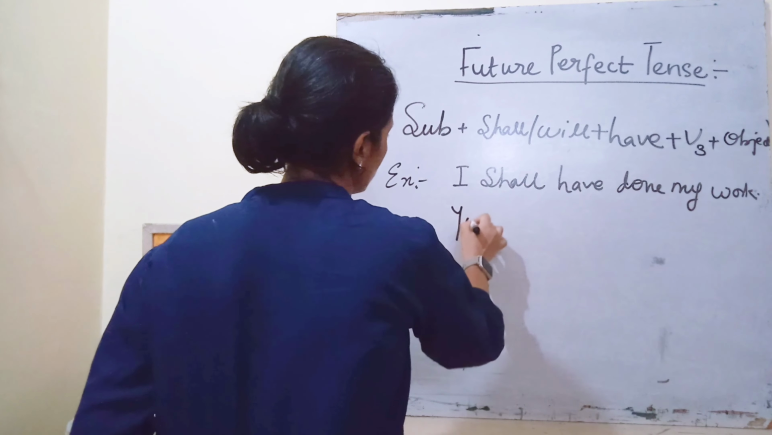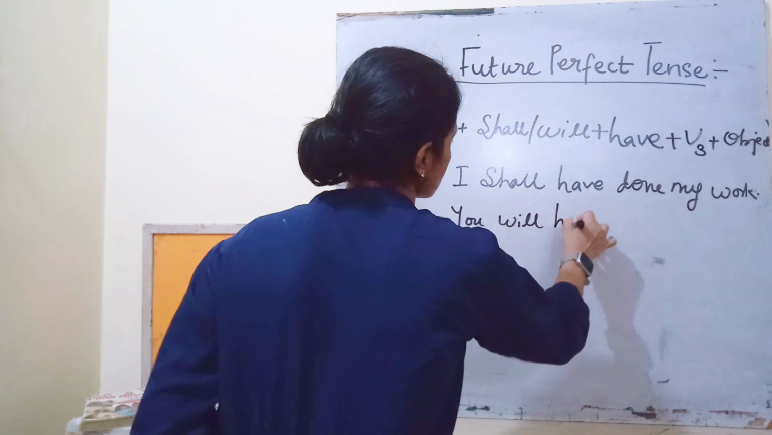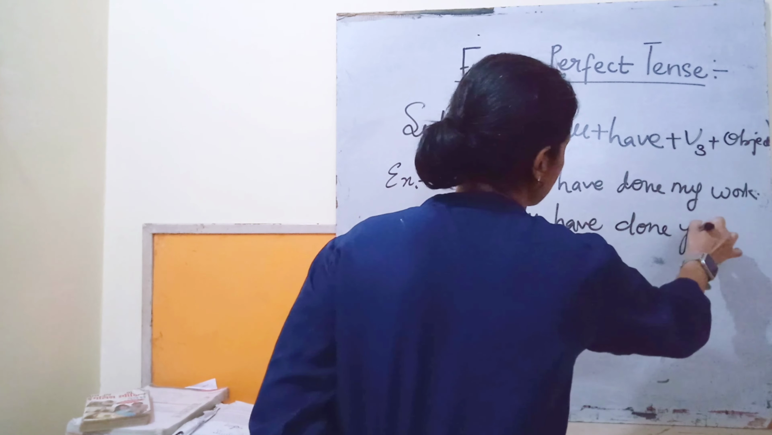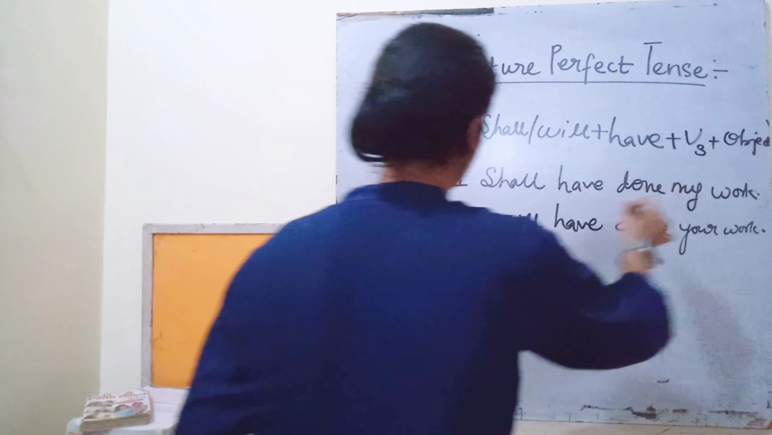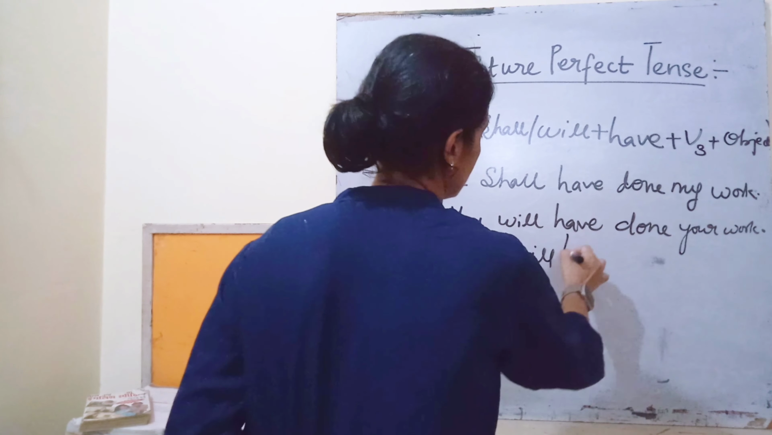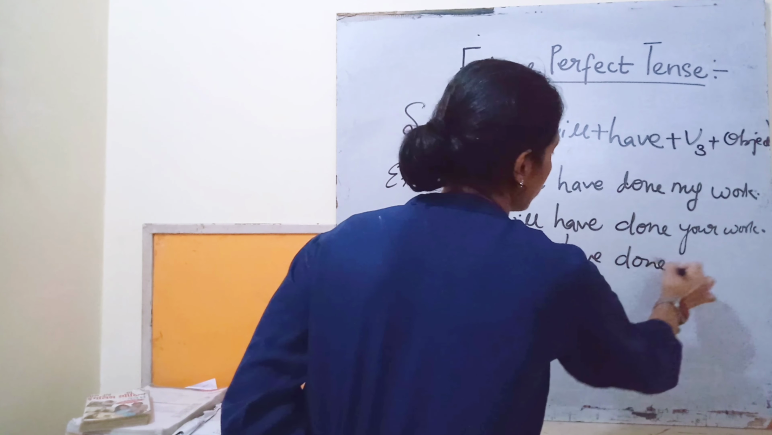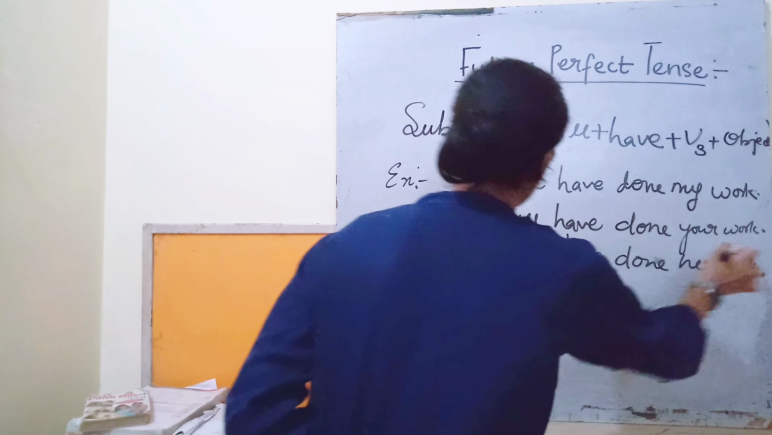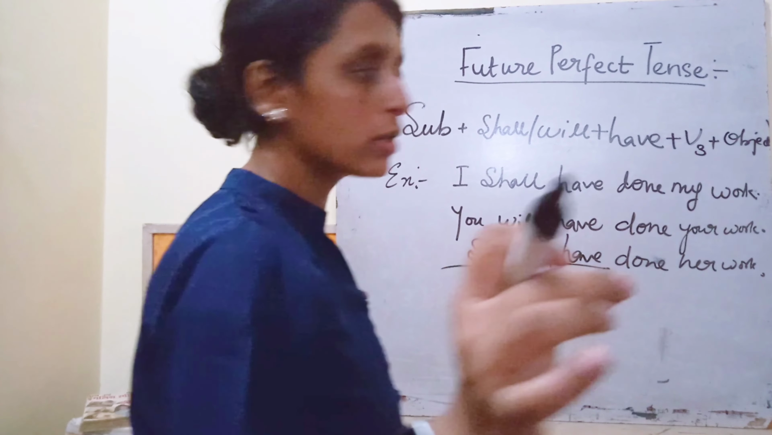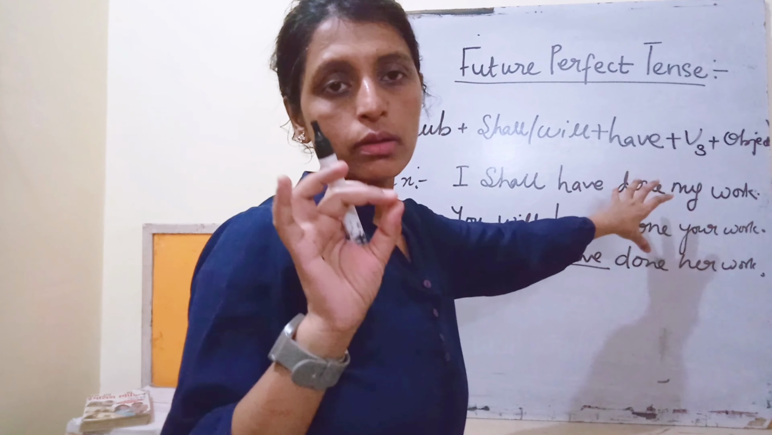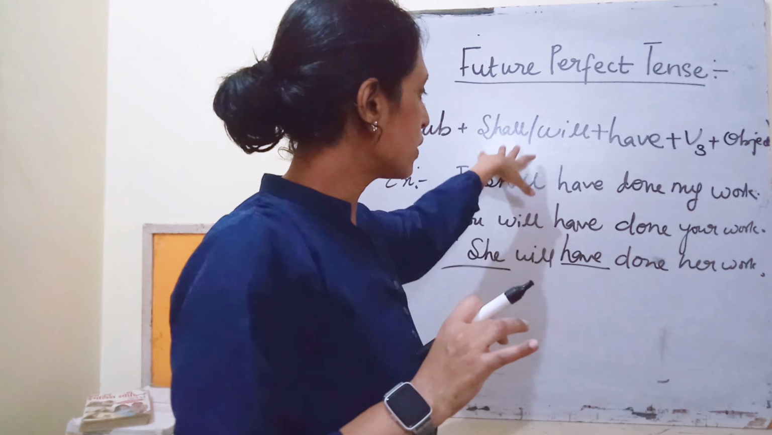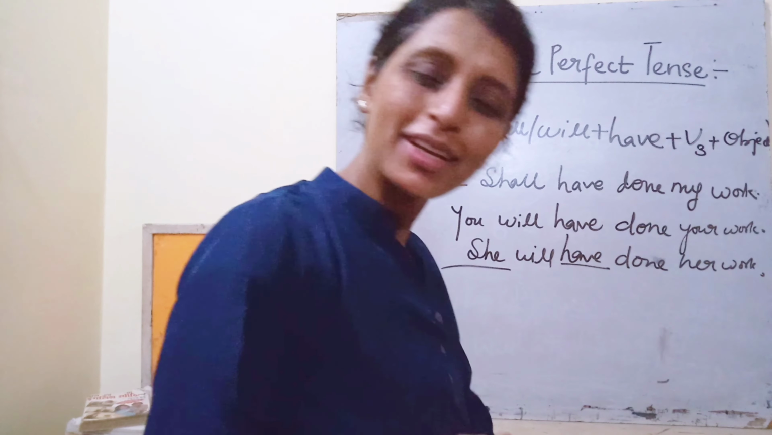Or you will have done your work. She will have done her work. See children, she is the third person, singular, but we have used have here. So in the future perfect tense, for each and every subject we use have only. Okay, so the structure is subject plus shall or will plus have plus verb's third form plus object.